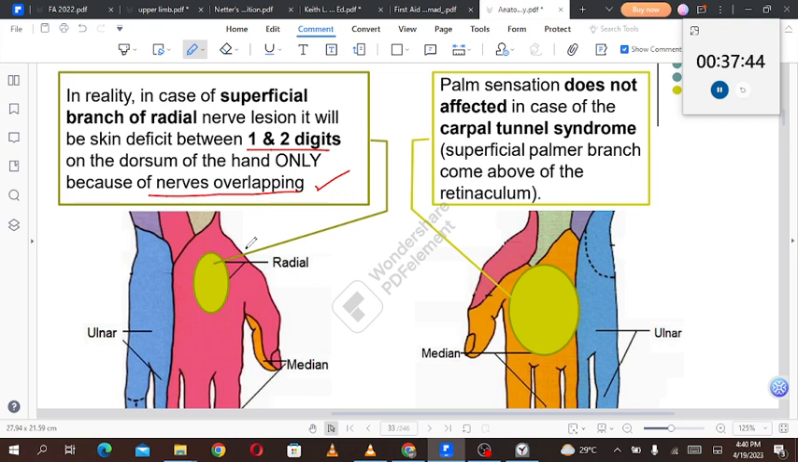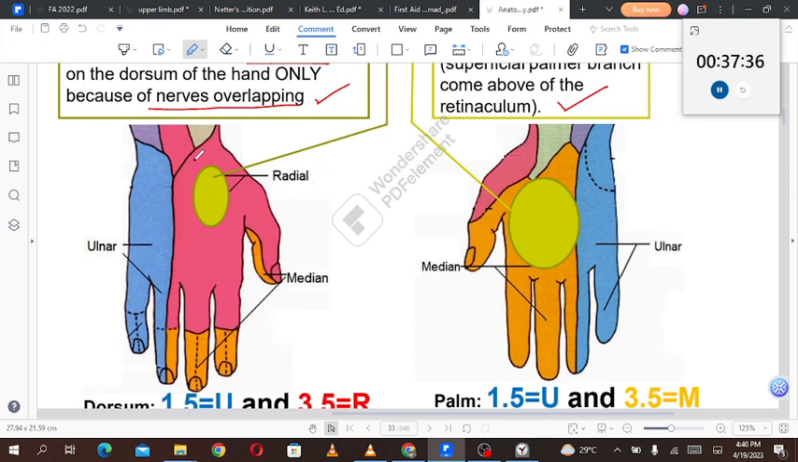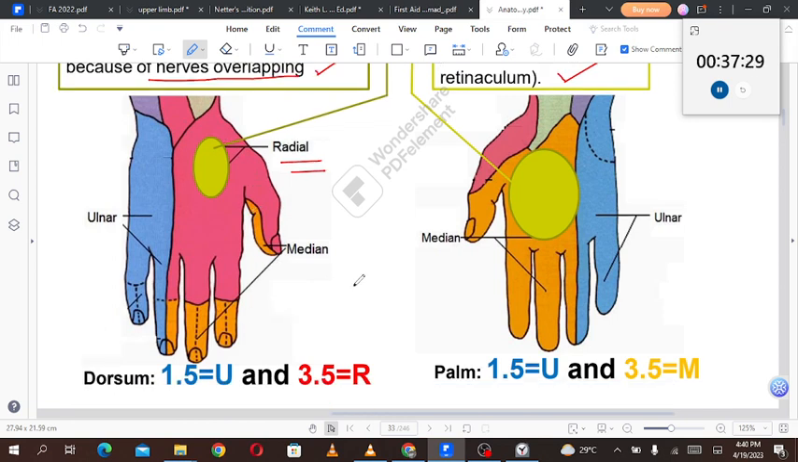Then palm sensation is not affected in carpal tunnel syndrome. The superficial palmar branch comes above the retinaculum. We have talked about that previously. So this red area is the supply of the radial nerve, the dorsal aspect of the hand, and the orange one is for the median. Okay, and this is ulnar, the medial. I'm sorry.